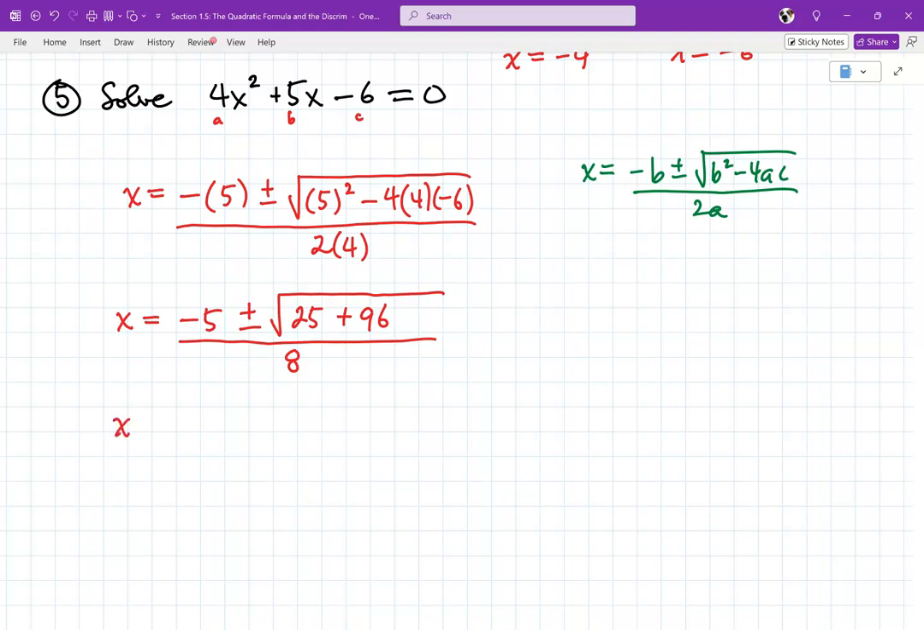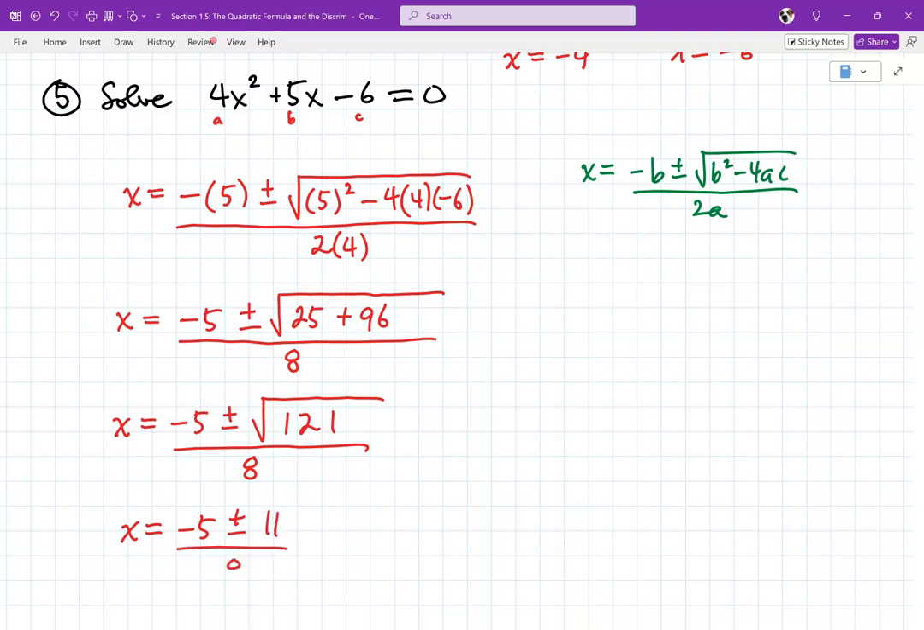So x is equal to negative 5 plus or minus the square root of 25 plus 96, that's 121, over 8. What's the square root of 121? It's 11. So x is equal to negative 5 plus or minus 11 over 8.